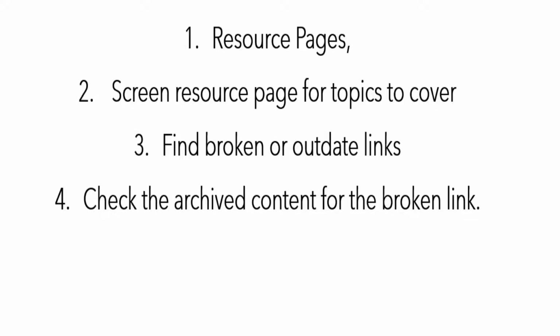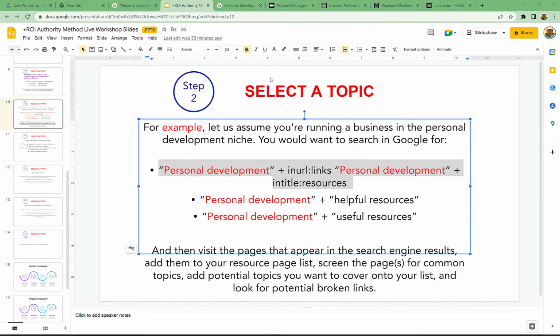So in this example, I'm going to show you how to find resource pages, screen resource pages for topics to cover, find broken or outdated links, and check the archived content for the broken link.